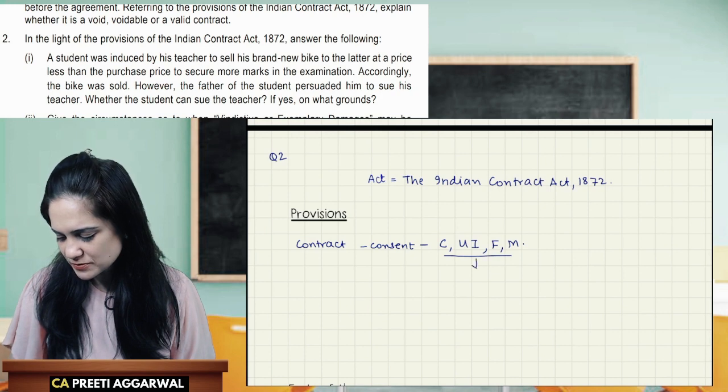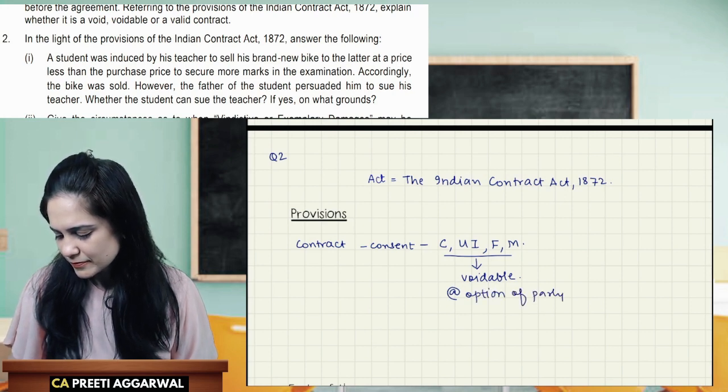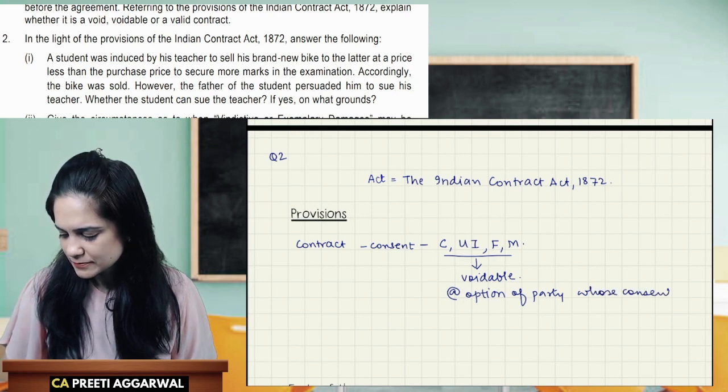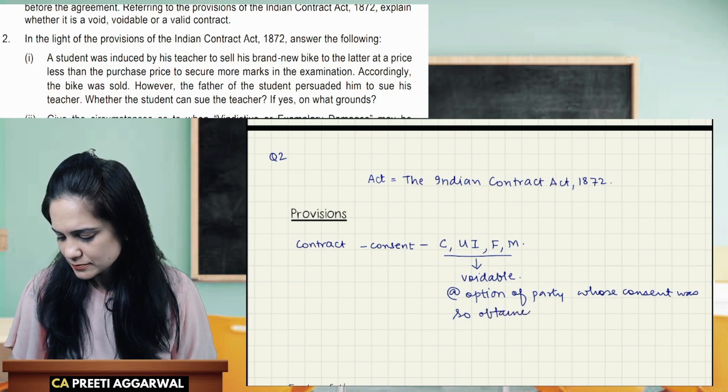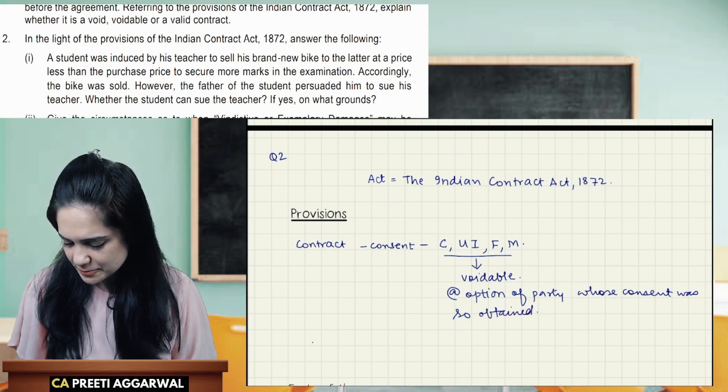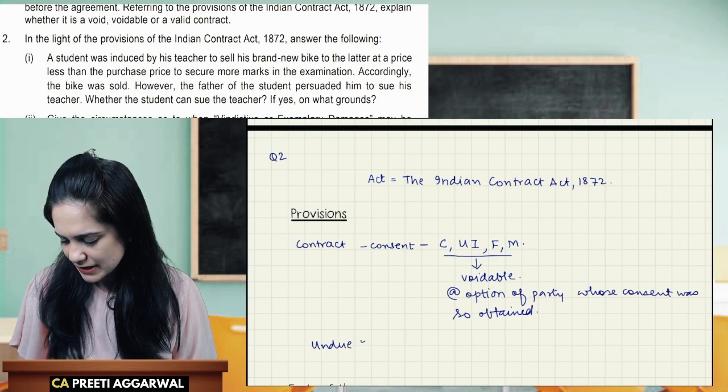I'm using all short forms. The contract is voidable at the option of the party whose consent was so obtained. Then you will explain undue influence, section 16.